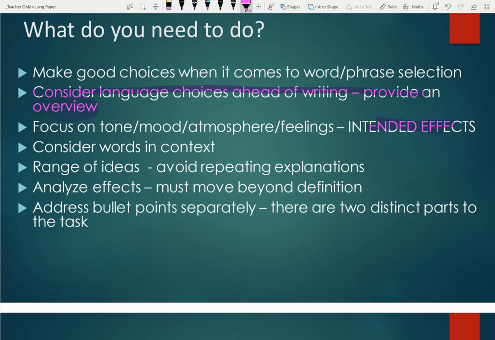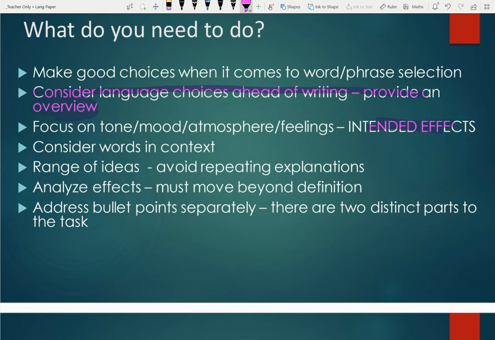Like I said, this isn't some kind of comprehension exercise. It's all about understanding how, and showing the examiner that you understand how, the language works within the paragraph, in the paragraph that you've been asked to focus on. How are those words and those phrases being used in this context?